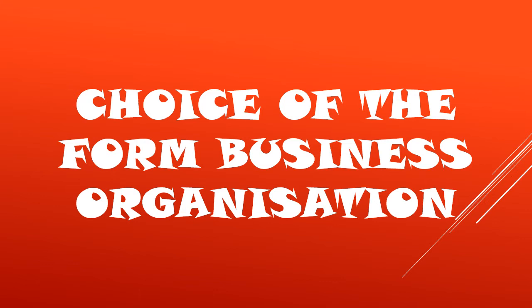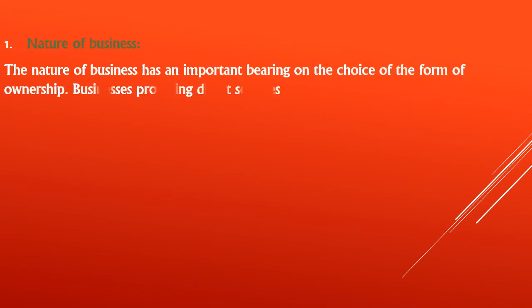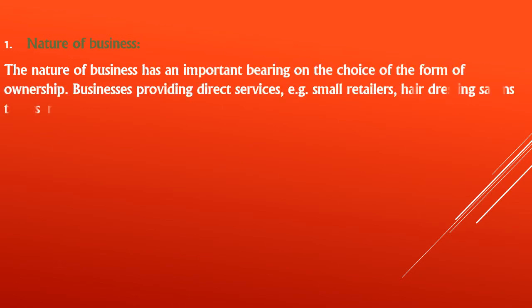So we have gone through five forms of private sector organization: sole proprietorship, joint Hindu family firm, partnership, joint stock company, and cooperative society. So let us see how the choice of the form of business organization is done. The first one is nature of business. The nature of business has an important bearing on the choice of the form of ownership.